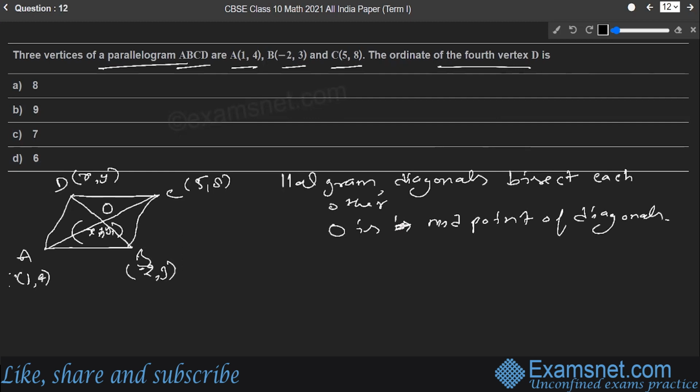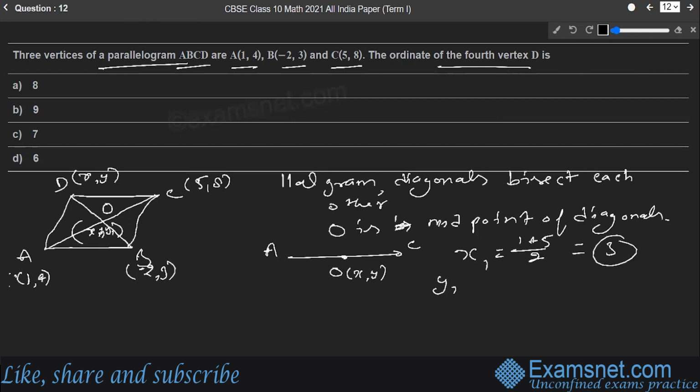So let us use this fact for the first set of values. Let us use this for AC. We know the coordinates of A and C, and we have O here, x1 comma y1, as in the figure. We apply the midpoint formula: x1 is (1 plus 5) by 2, that is 3. And y1 is (4 plus 8) by 2, that is 6. So the coordinates of O are 3 comma 6.